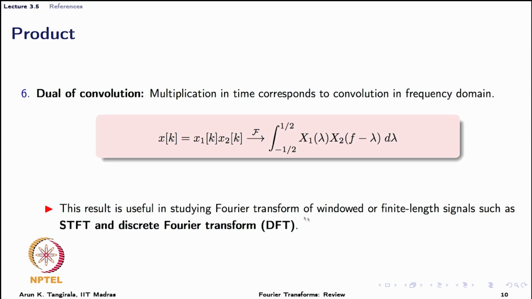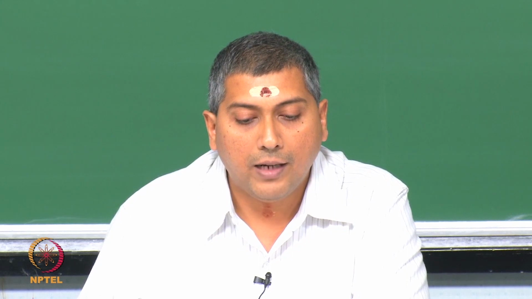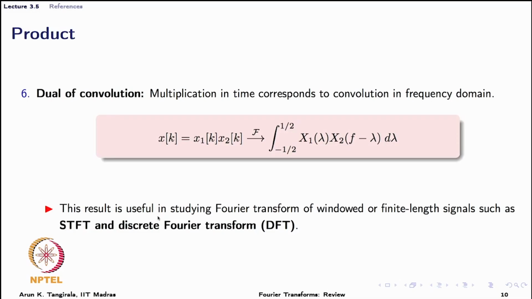When I have a product of signals, and I am looking at the Fourier transform of that signal, then in the frequency domain I have the convolution of the respective signals, right. Now, how is this useful? Well, product is a relatively easy thing to evaluate, so we are not really going to use it in computation, but we are going to use this result in studying Fourier transforms of windowed signals.